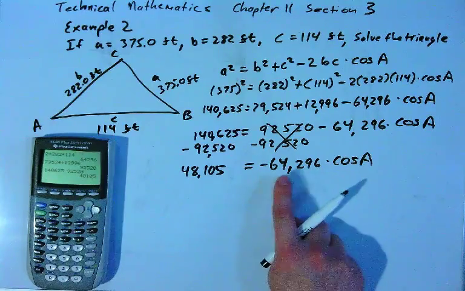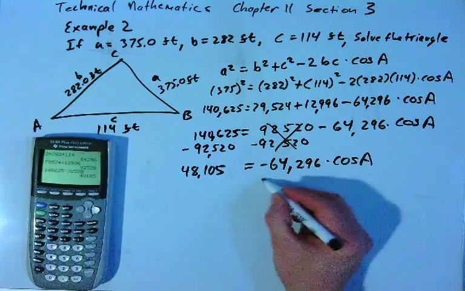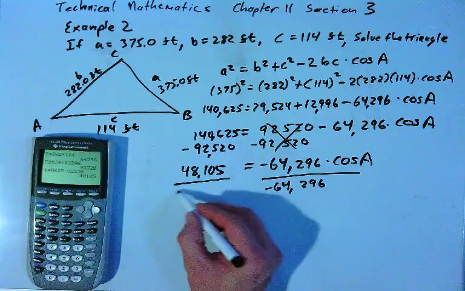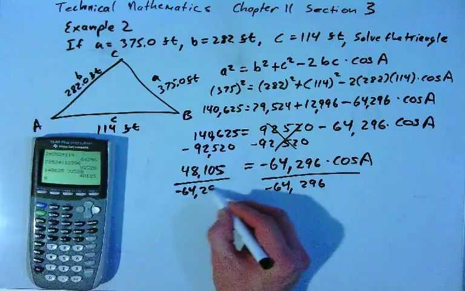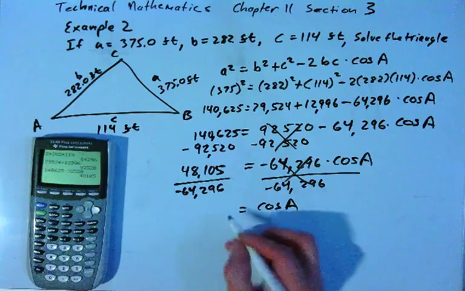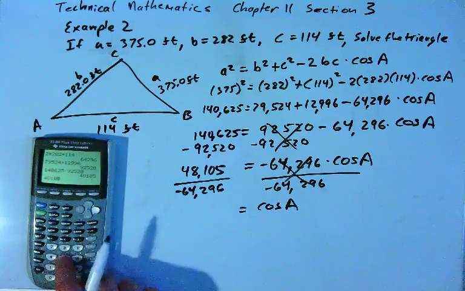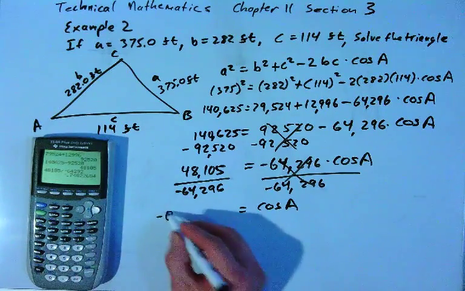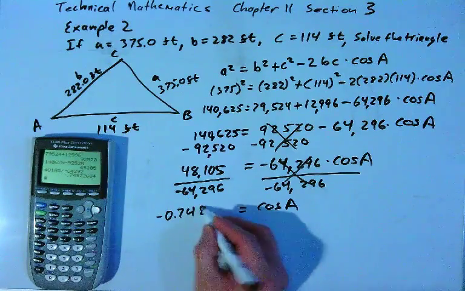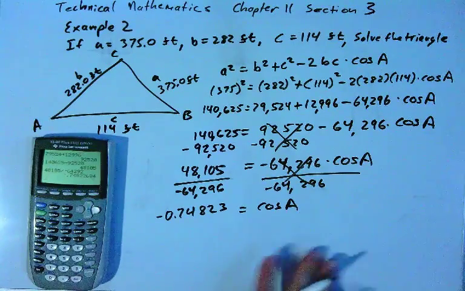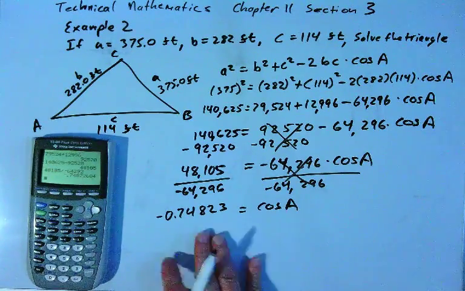Okay. Now I need to divide by the coefficient of cosine A here, so I'm going to divide by negative 64,296 on both sides. Cancel over here. We're left with cosine A equals, and so we've got 48,105 divided by negative 64,296, and we get negative 0.74823. And so the more decimal points I carry until the final answer, the better, in my opinion.